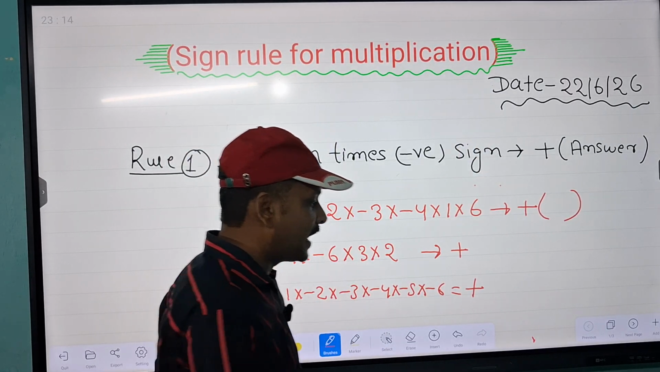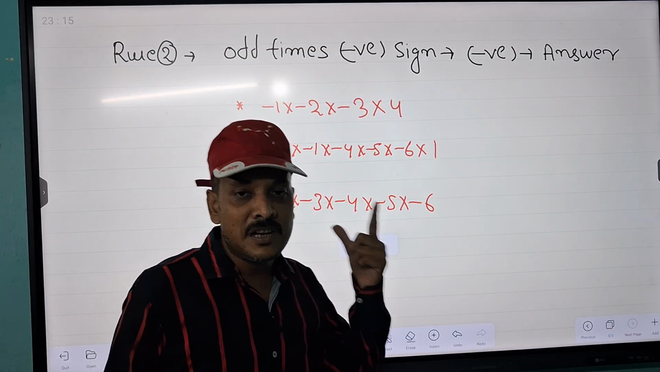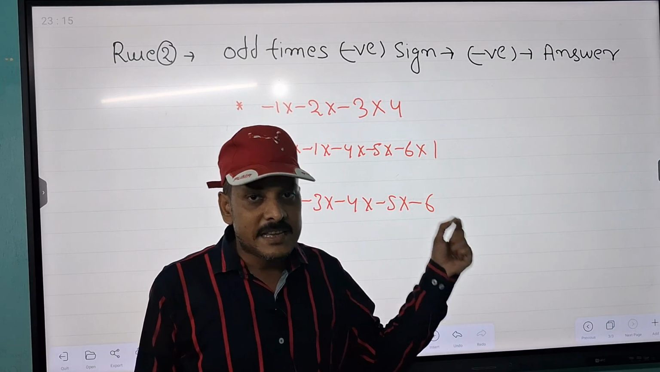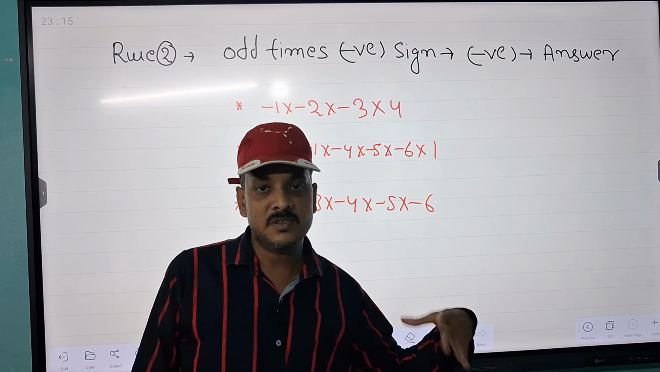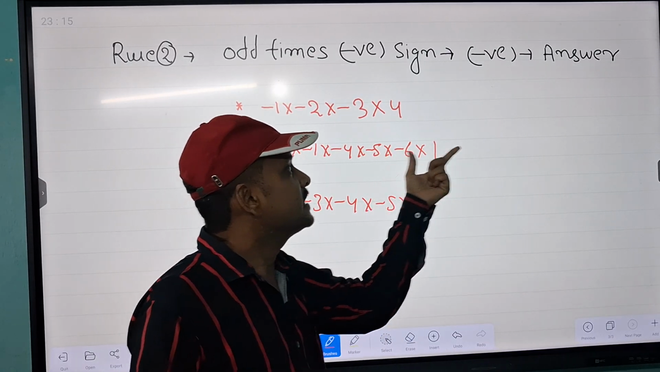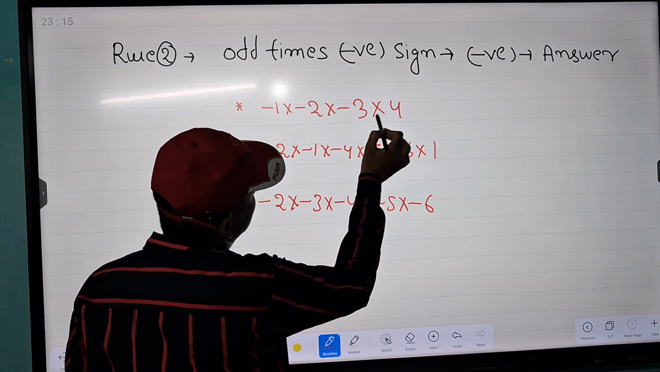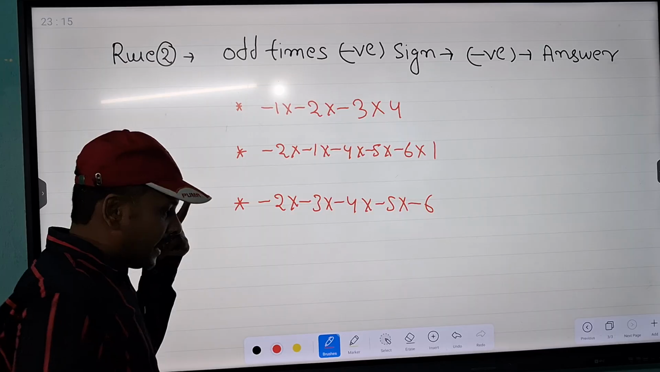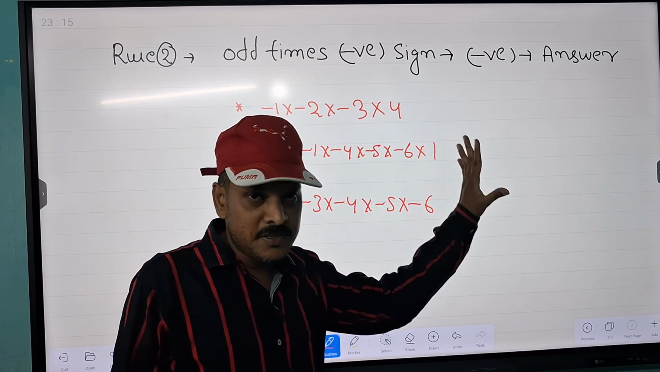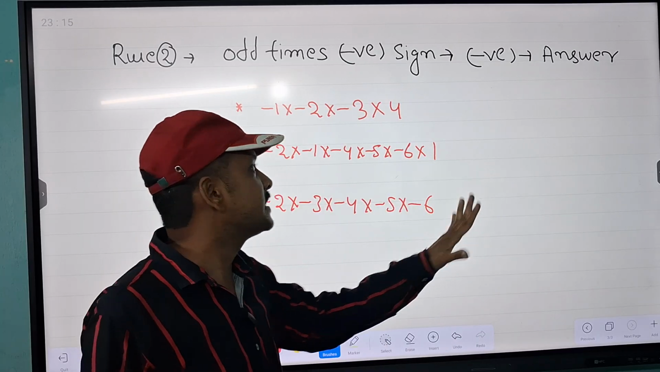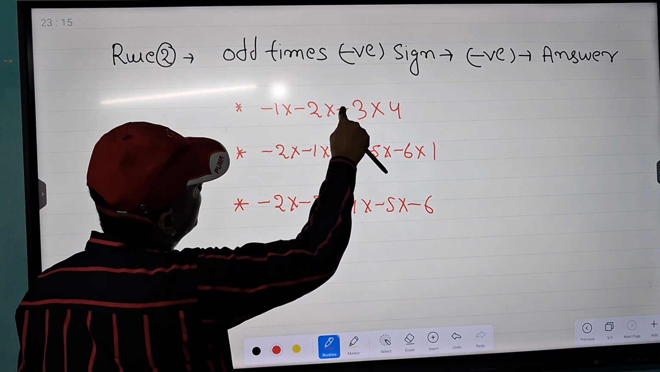And the second rule is: if the number of negative signs is odd, means 1 time, 3 times, 5 times, 7 times, 9 times, then the answer is negative. Example: minus 1 into minus 2 into minus 3 into 4. In this rule, you also don't have to think about the positive sign. You just count the negative signs. How many negative signs are there? 1, 2 and 3 times.